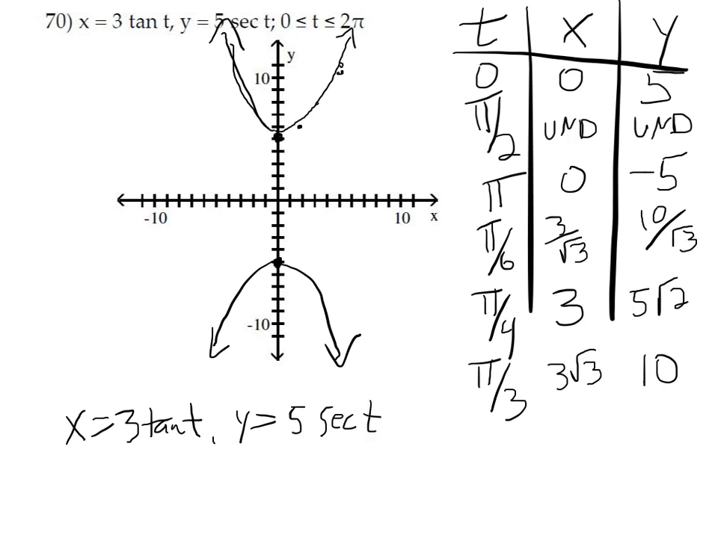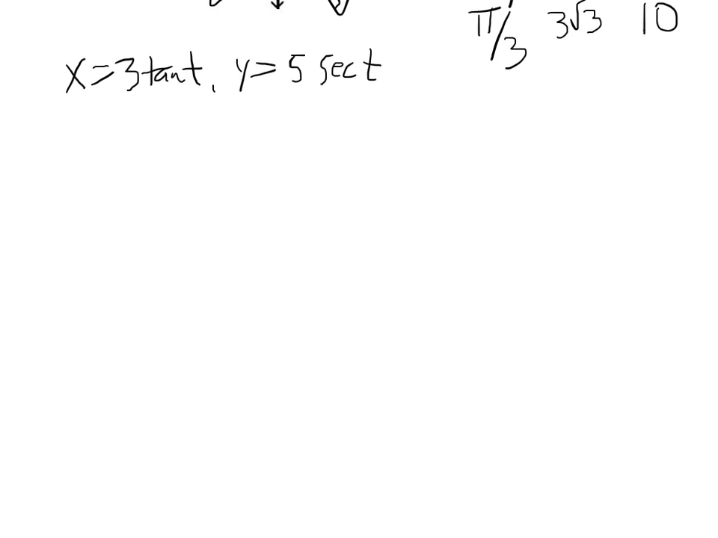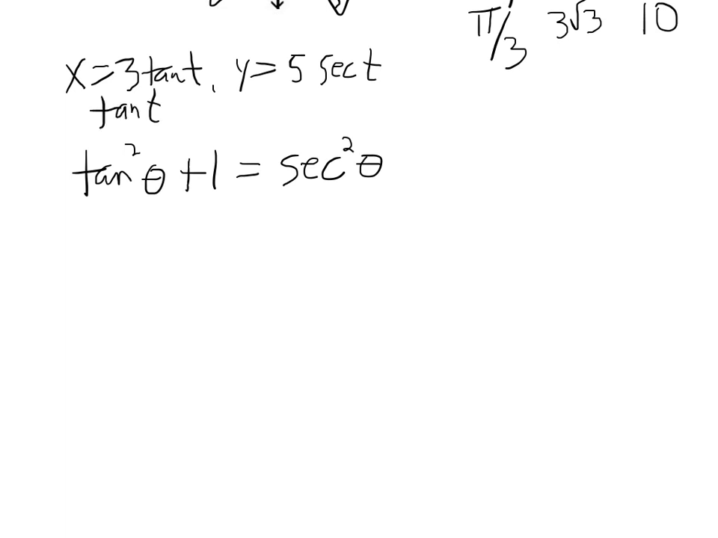And tangents and secants. I know an equation with tangents and secants. I hope you do as well. It is tangent squared theta plus 1 equals secant squared theta. This is one of the Pythagorean identities. So from our equations, I can get tangent t equals x over 3, and I can get secant t to equal y over 5. I'm going to just plug these in.